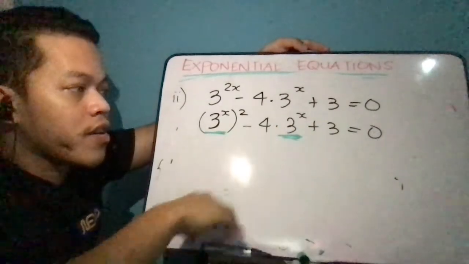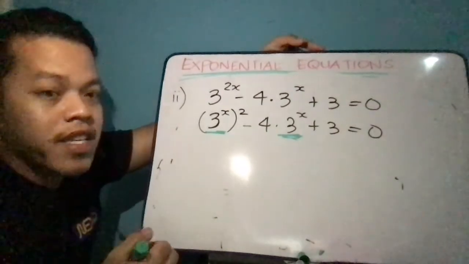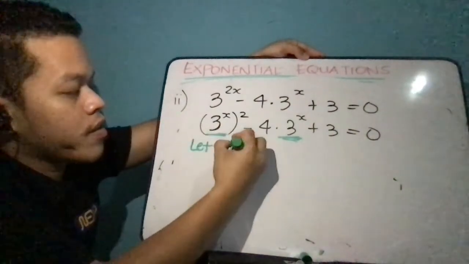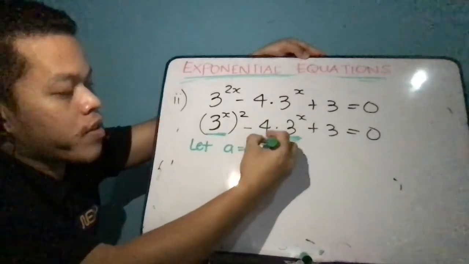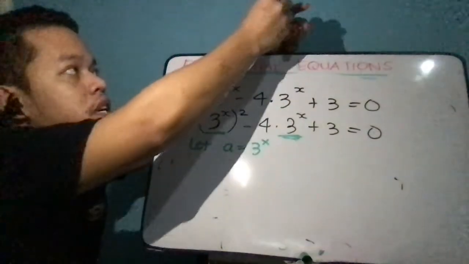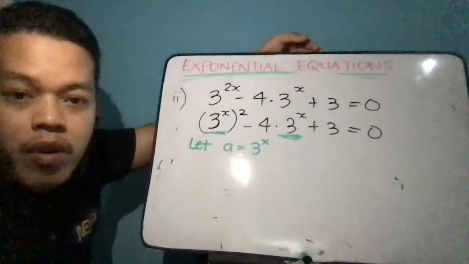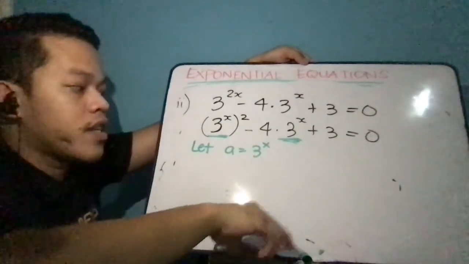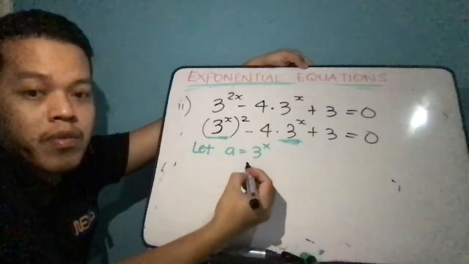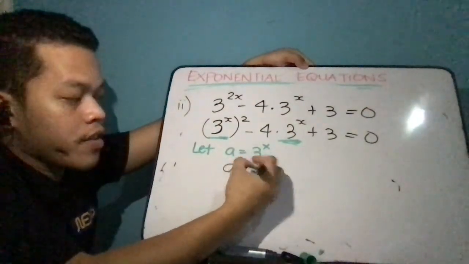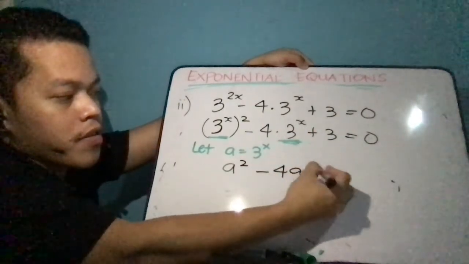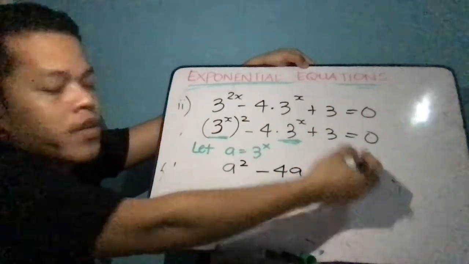And this is where we use our skills in substitution. We let a equal to 3 to the x. What happens when we rename the variable or the expression 3 to the x into another variable? Then this one, 3 to the x, will become a squared minus 4 a plus 3 equal to 0.